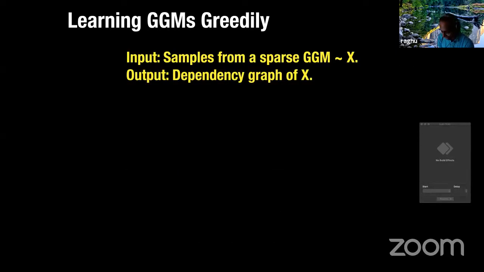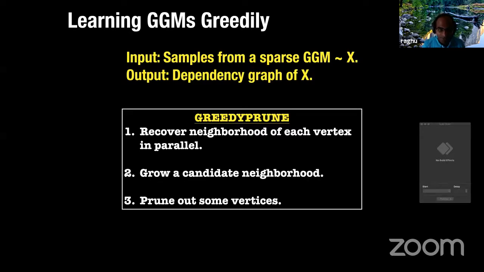All right, so now I've stated what our results achieve, and let me now describe the algorithm that does this. The algorithm is actually very simple, and we already saw it in Ankur's talk, but here we'll be using a different sort of potential function. So just to recall, the input is samples from a sparse GGM, and our goal is to compute the dependency graph of the distribution. So the algorithm greedy prune has 3 basic steps. In the first step, you try to recover the neighborhood of each vertex in parallel. So just forget that you're dealing with n vertices. You just focus on one vertex and try to recover its neighborhood.